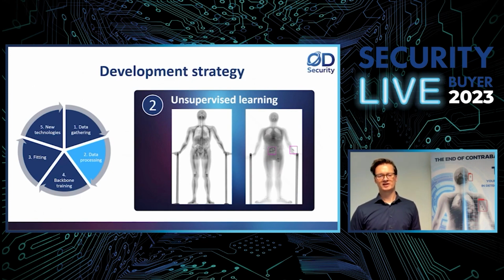And this gives much more flexibility, because independent of where contraband will be or the type of contraband you're looking for, the algorithm will find it because it knows what a human body is supposed to look like, and everything that stands out from it will be highlighted. So that's an important decision.